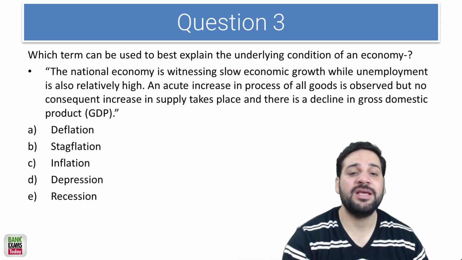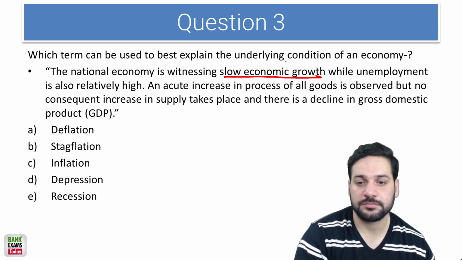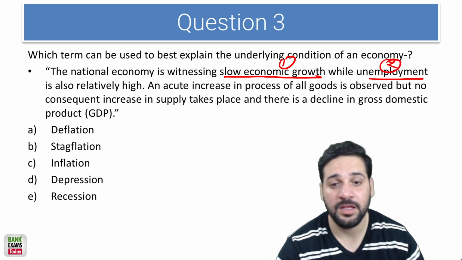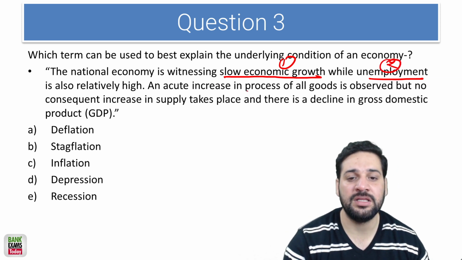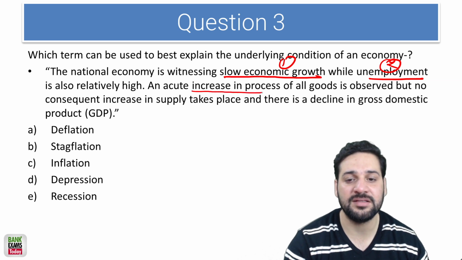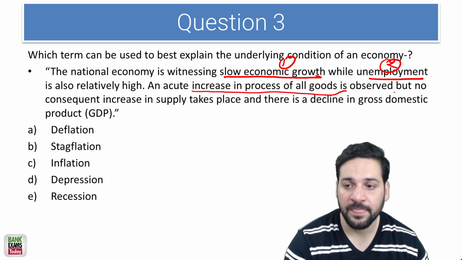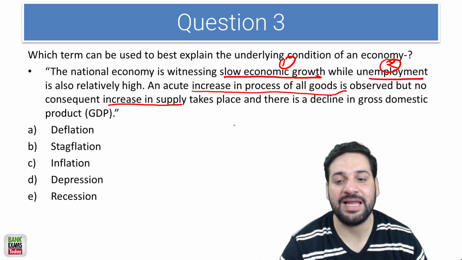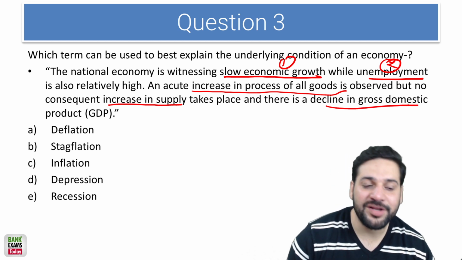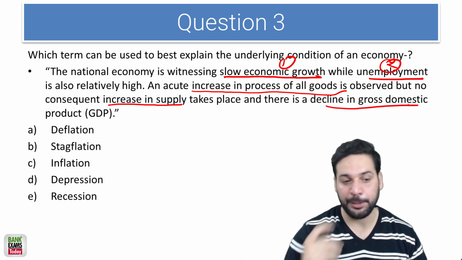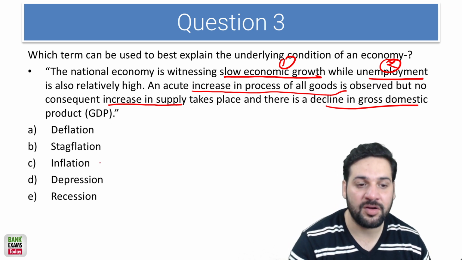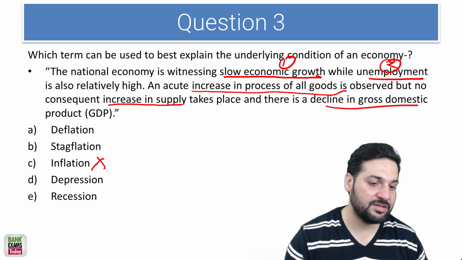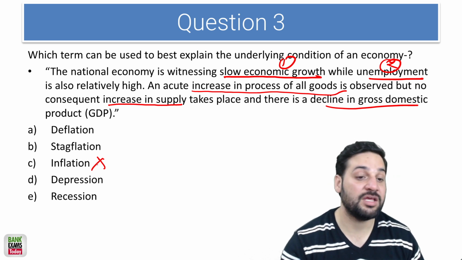The national economy is witnessing slow growth, while unemployment is also relatively high. There is an acute increase in prices of all goods, but no consequent increase in supply takes place, and there is a decline in GDP. So what situation is that? Is it inflation? See, inflation is not the case, because GDP doesn't decline in case of inflation, or even in the case of deflation.